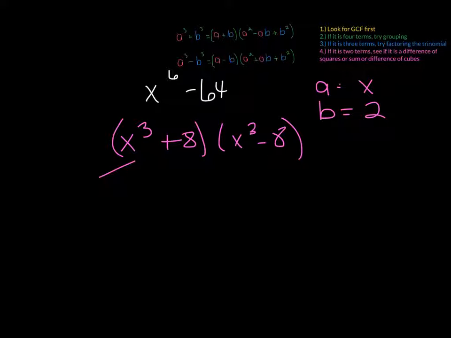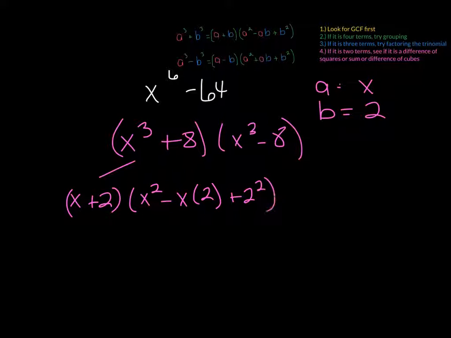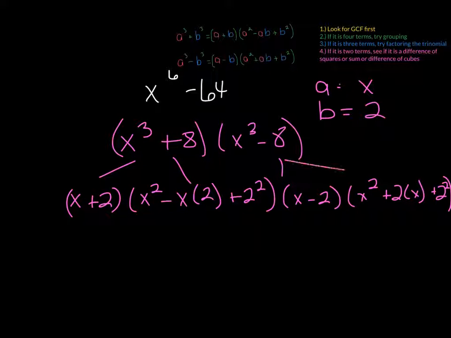So let's do this one over here, a plus b, so x plus 2, and then we have a squared, which is x squared, minus a times b plus b squared. And then for this one, we have a minus b, so x minus 2, and then x squared plus 2 times x plus 2 squared. Okay, that's the three factors.